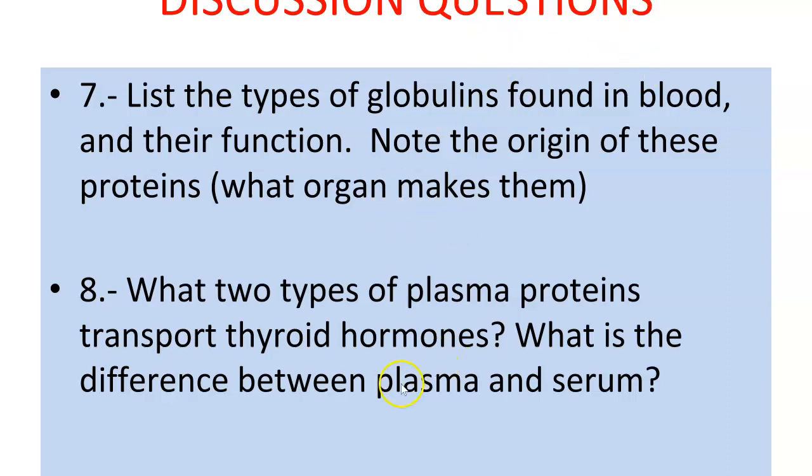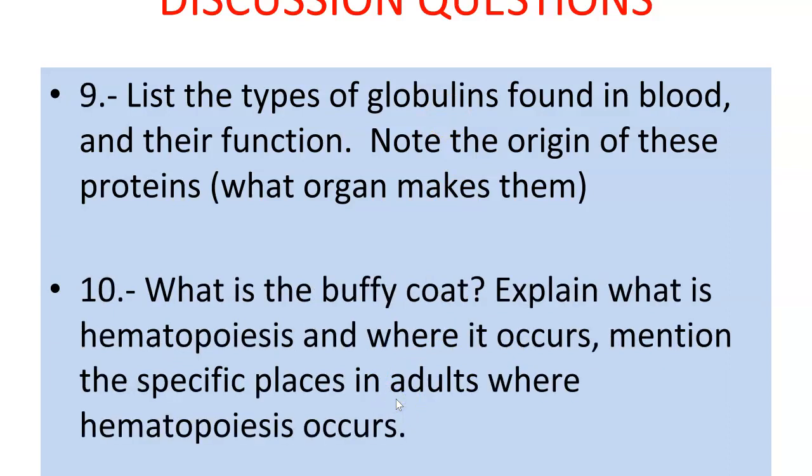You should also know the differences between plasma and serum. We have gone over the buffy coat, and we've gone over the 3 different types of globulins. So this concludes this first part of chapter 9.